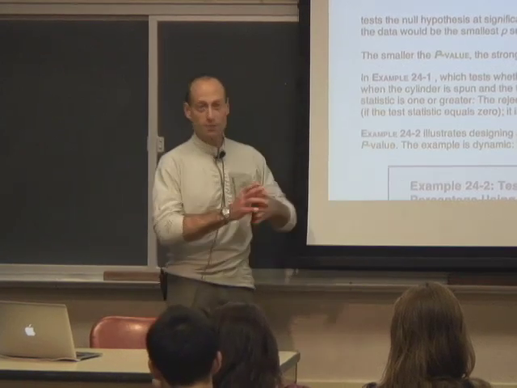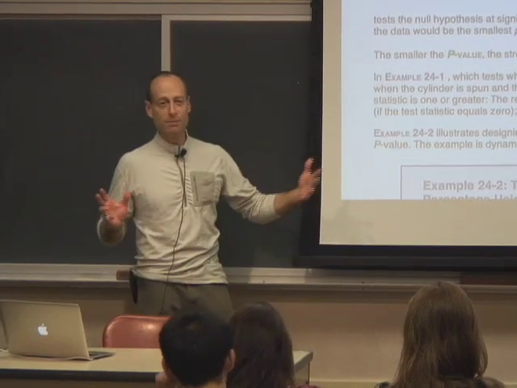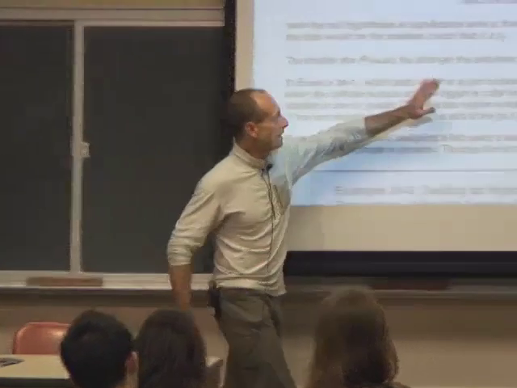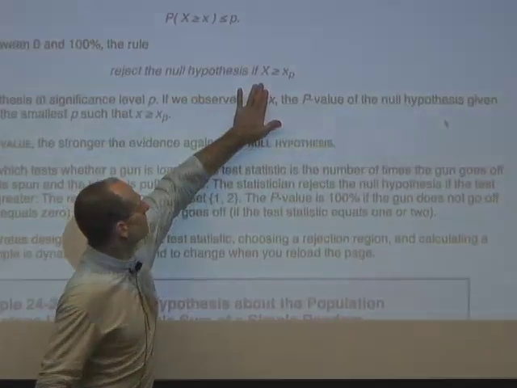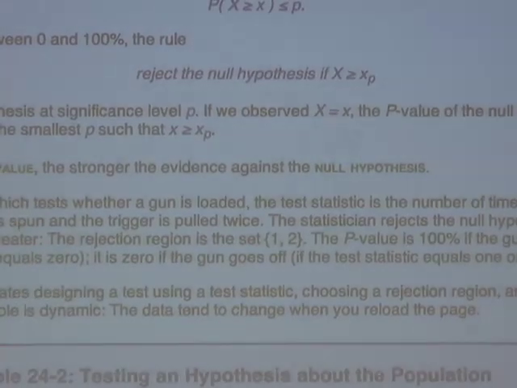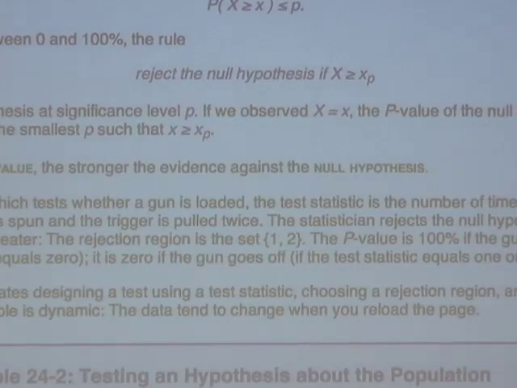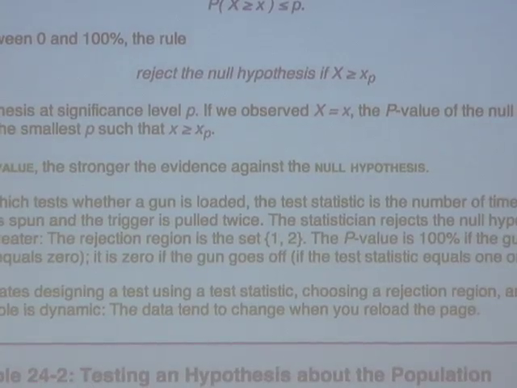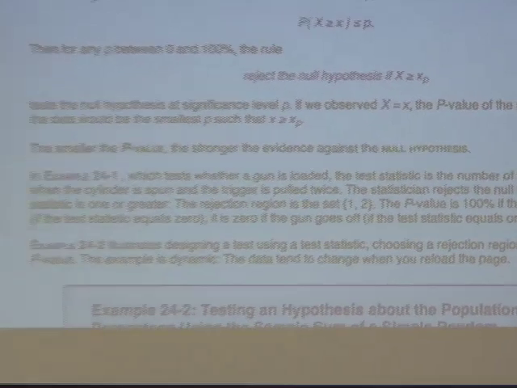Of course, there's still some chance that we made a mistake, because there's some chance that you get a value of the statistic that is really big, even if the null hypothesis is true. That's the chance of a type 1 error. That's the significance level, probability of rejecting the null when the null is true.